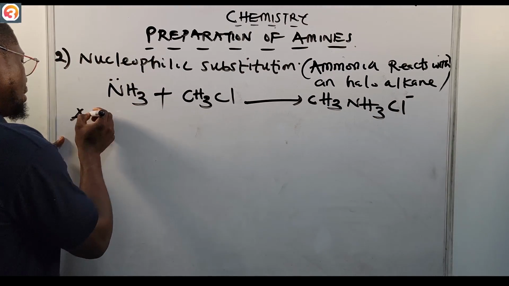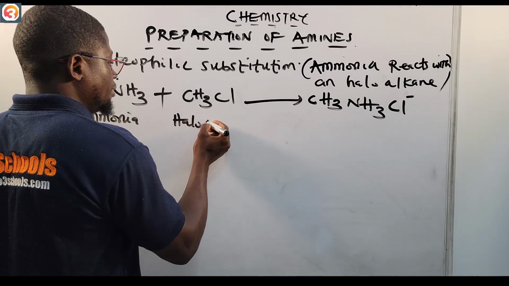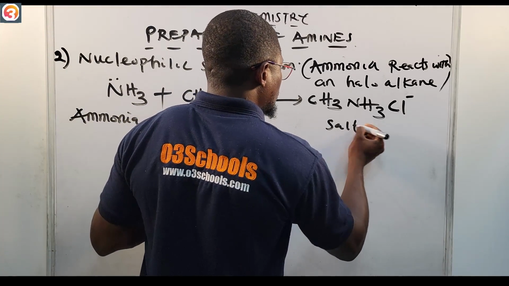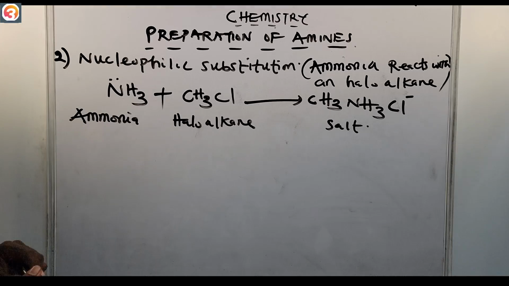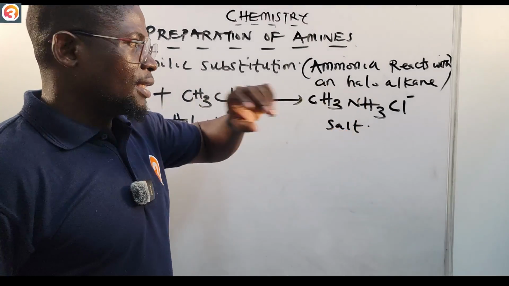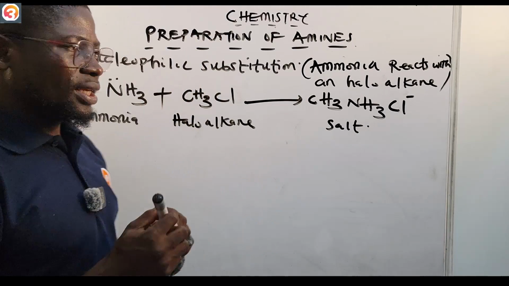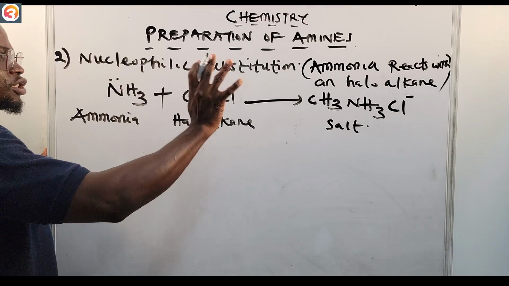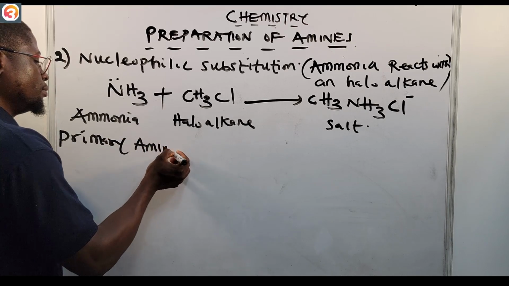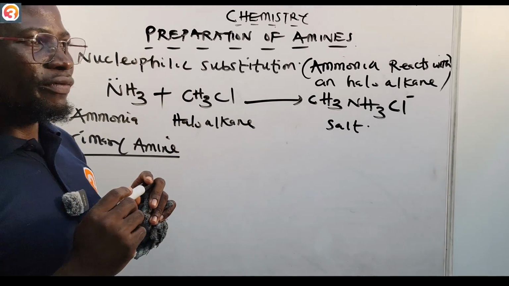So this is our ammonia, this is our haloalkane, and what is left here is our salt. Our product here is the salt. So this is what happens: when ammonia reacts with a haloalkane, we get a salt. But the main purpose here, the first thing we want to prepare, is a primary amine. To prepare a primary amine, there are 2 conditions that we must take into cognizance.